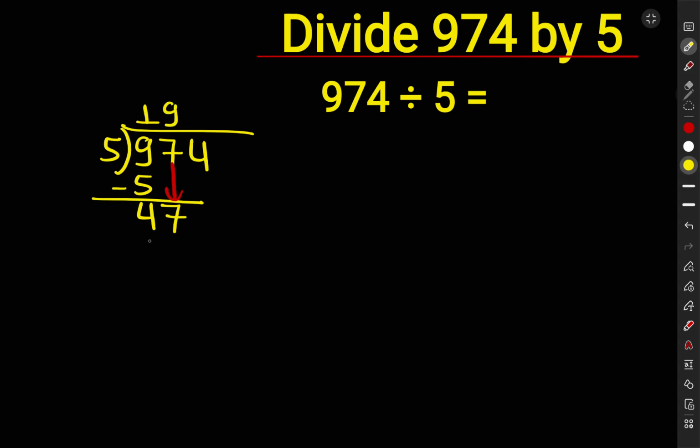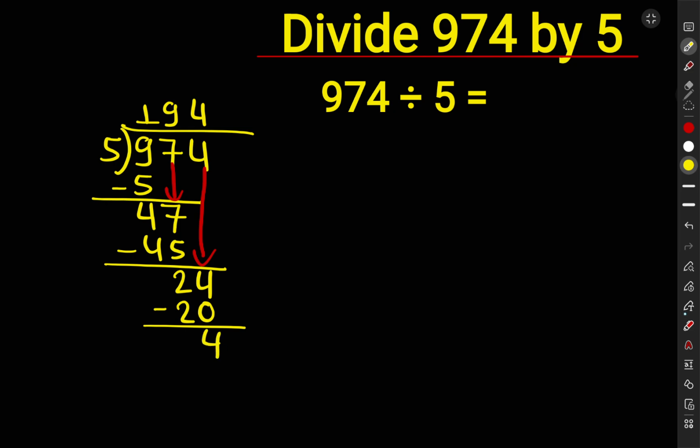5 times 9 is 45. On subtracting we get 2. So again we put down this 4 and it is 24. 5 times 4 is 20. On subtracting we get 4.